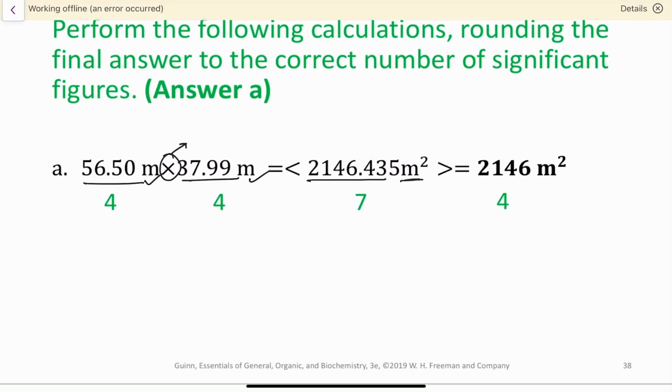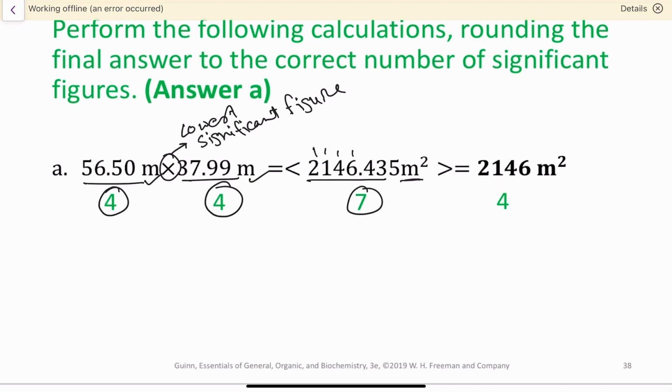So the multiplication and division rule says you always use the lowest significant figure in your answer, right? The first number has 4, the second number also has 4 significant numbers, so there is no choice. Your final answer has to have 4 significant numbers, not more than that. But your calculator is giving you 7 significant numbers: 1 2 3 4 5 6 7. How are you going to convert that into 4?